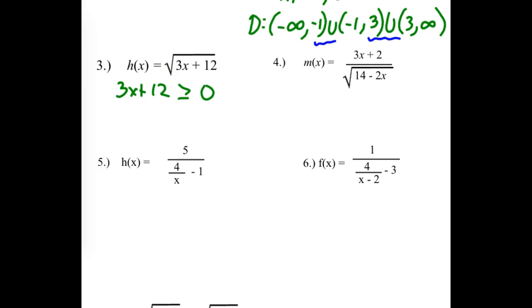Now, let's solve for x. So we're going to bring our 12 to the other side and then divide. So we end up with x having to be greater than or equal to negative 4. Does that make sense? So in our interval notation, I would say my domain starts at negative 4, and then it can be anything higher than that.